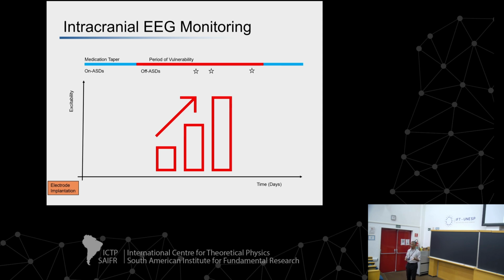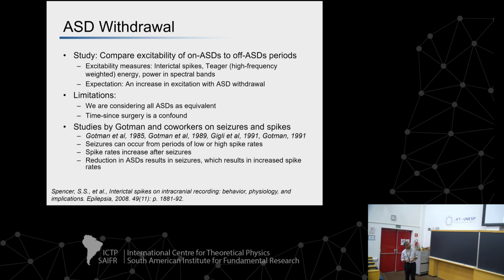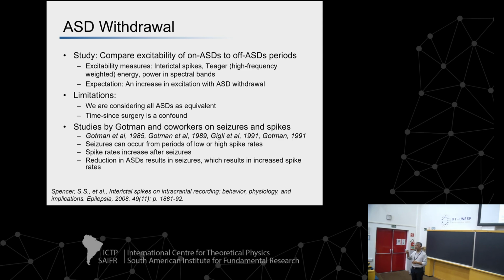And that's what we wanted to test. This was work done a number of years back. Our measure of excitation, the one that's standard in the field, is the interictal EEG spike, which is a very sharp waveform that's very short in duration, less than 100 milliseconds. It's almost like a triangular wave in shape. And that's considered a marker of brain excitation.